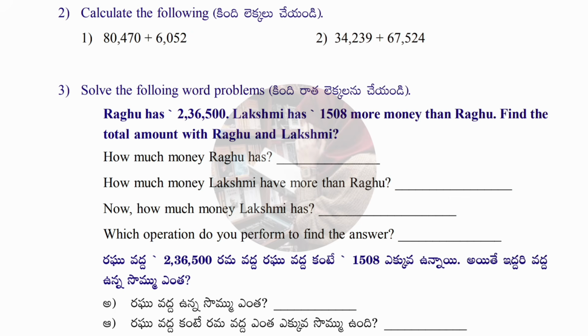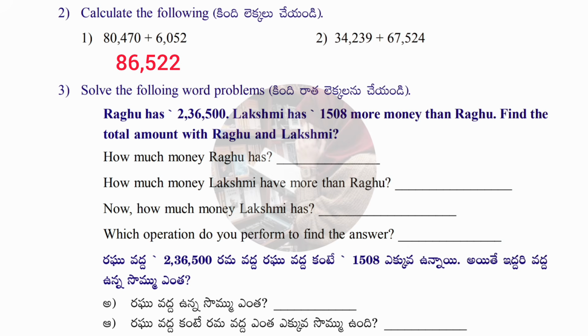So here the first one is 80,470 plus 6,052. Here also calculate with the ones digit. 0 plus 2 is 2. Then 7 plus 5 is 12. 2, write it down here. 1 goes to the hundreds place. Then 4 plus 0 plus 1 is 5. Then 6 plus 0 is 6. And 8 you have to write down as it is.